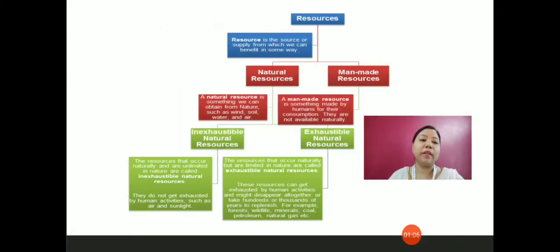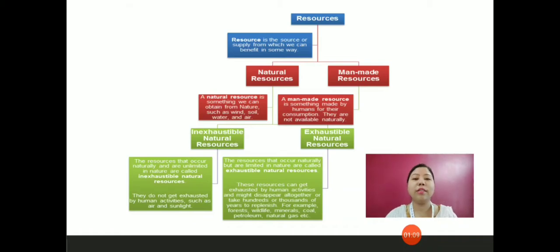So, let us begin the class by discussing what is a resource. A resource is the source or supply from which we can benefit in some way. It can be categorized into two main types, that is natural resource and man-made resource. A resource which we get from nature, such as wind, air, water, soil, is a natural resource, and a man-made resource is something which is made by humans for their consumption. They are not available in nature.